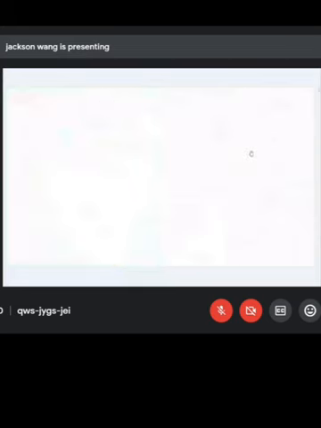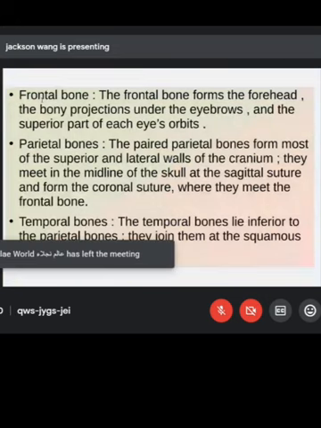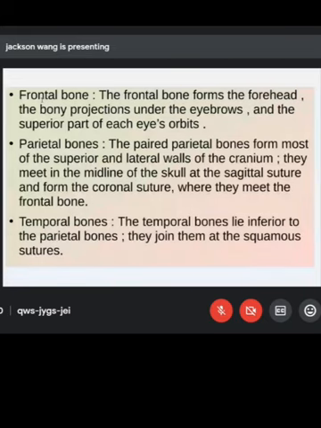So the frontal bone, the frontal bone forms the forehead. Forehead means le front. The bony projections under the eyebrows, and the superior part of each eye's orbit. Eyebrows, ce sont les sourcils. Et eyes, orbits, ça veut dire les orbites.